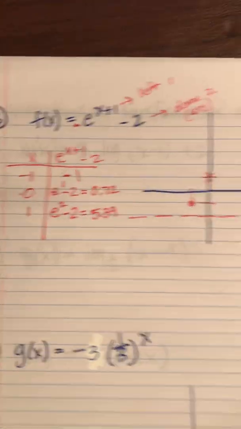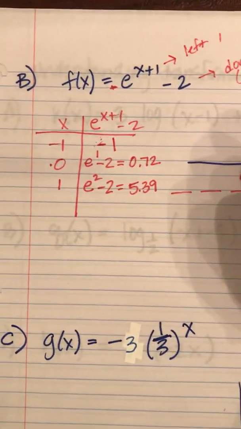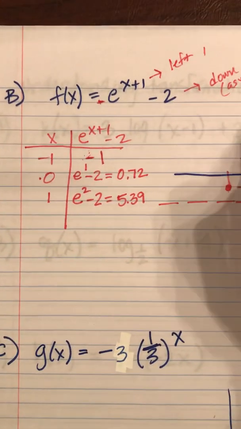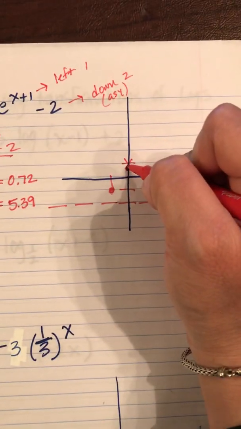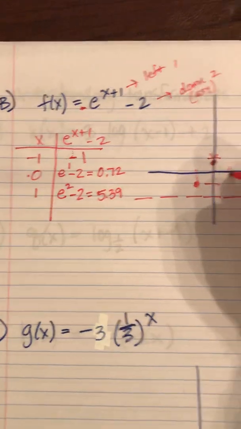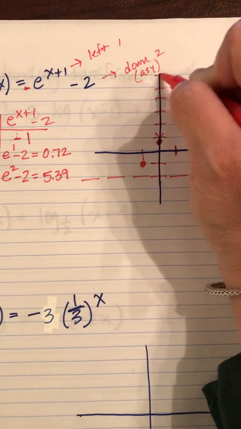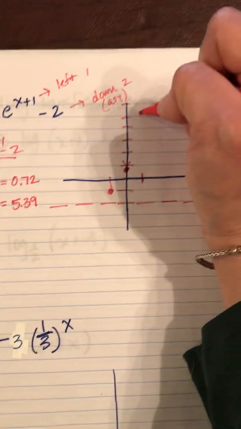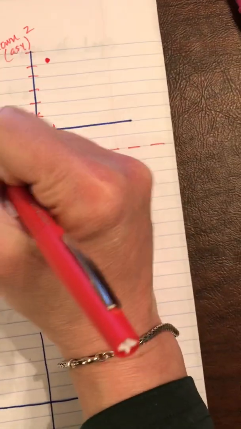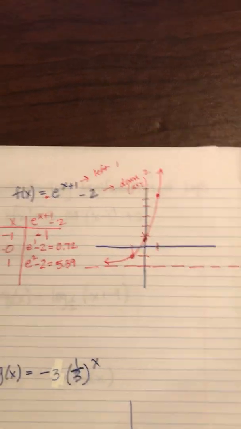All right, now that I have my points, I'm going to sketch as best I can. So at 0, I'm going to graph about right here, which is about 0.72. And then when x is 1, I want to graph at about 5.39. So 1, 2, 3, 4, 5, 6. So maybe about right there. Again, this represents growth, so I'm going to draw a nice smooth curve, and it looks like that.